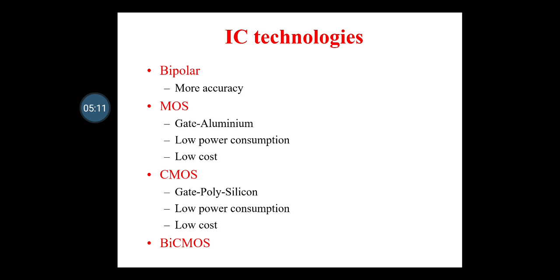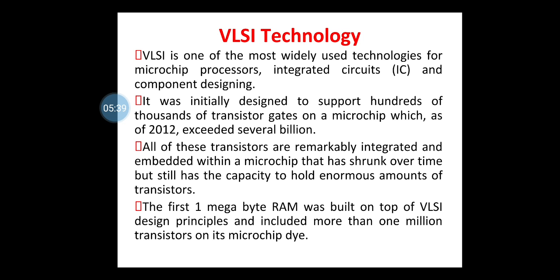Then comes CMOS IC technology. In these ICs, complementary MOSFETs are used for the formation or the fabrication of the ICs. And then the next one is BiCMOS. So here a combination of BJT and CMOS, complementary metal oxide semiconductors, are used inside the ICs for the manufacturing of the logic gates. So now the topic here is VLSI.